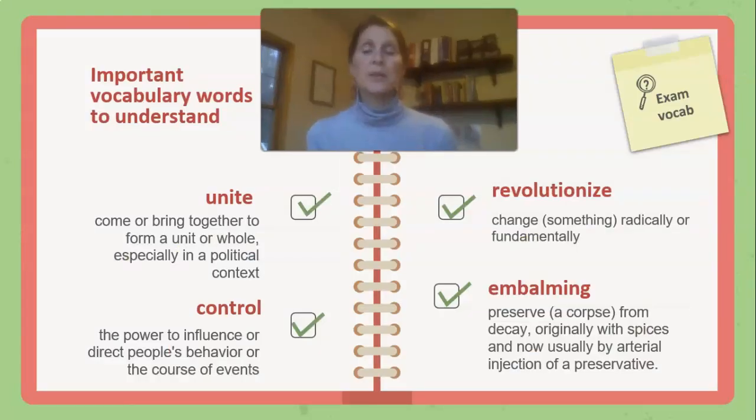Important vocabulary words to understand. Unite means to come or bring together to form a unit or whole, especially in political context. Control is the power to influence or direct people's behavior or the course of events. Revolutionize is to change something radically or fundamentally. And embalming is to preserve a corpse from decay, originally with spices, that's in ancient Egypt, and now we use artificial injection of a preservative.